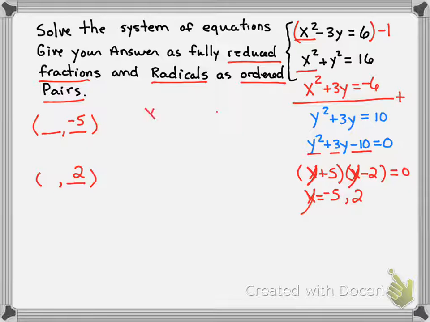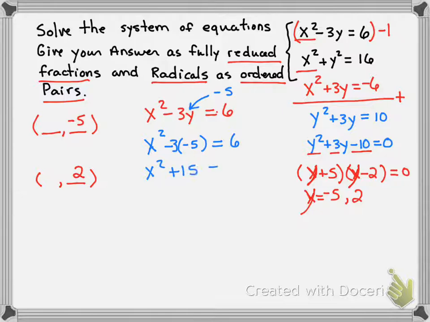So I'm going to go to the x squared minus 3y equals 6 equation. And for the y, I'll plug in a -5 first. X squared minus 3 times -5 equals 6. So this is going to be x squared plus 15 equals 6. When I subtract 15 from both sides, we have x squared equals -11, taking the square root.